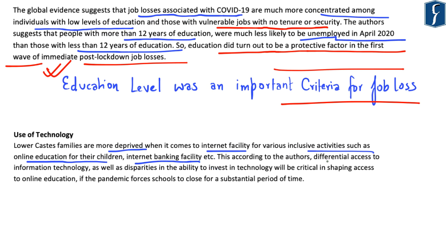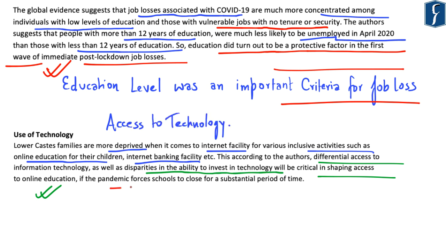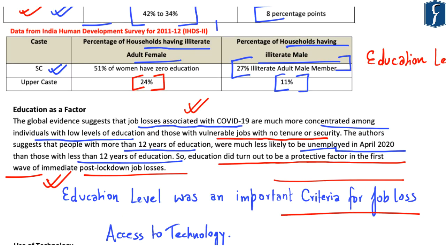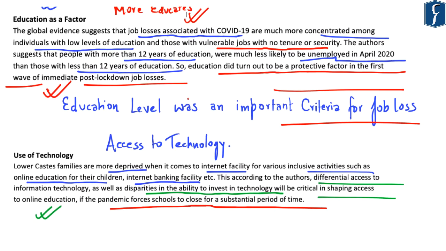And according to the authors, differential access to information technology as well as disparities in the ability to invest in technology because of their lower income will be critical in shaping access to online education. So overall, again, the author says that people with lower income are mostly from lower caste, and accordingly, these people are facing difficulties with respect to access to technology. So the author says that if the pandemic forces schools to close for a substantial period of time, then children of people belonging to lower caste will have more problems as compared to children of upper caste. And this is also because the parents of upper caste are more educated as compared to parents of lower caste. So again, we see that the impact of the education level of parents also falls on the child, especially during COVID-19 because of closure of schools.